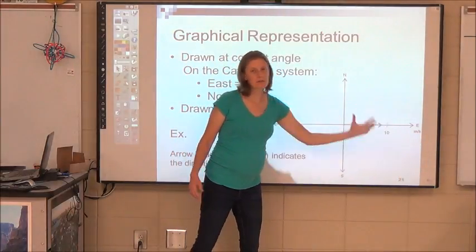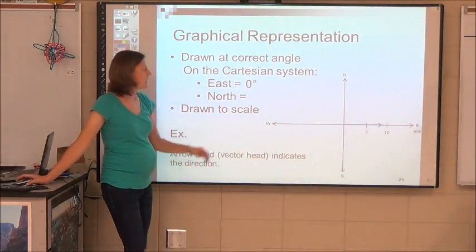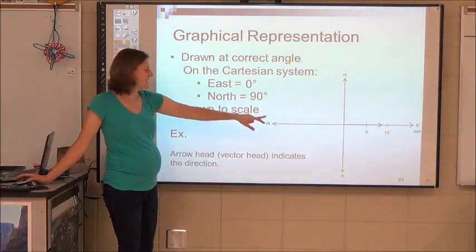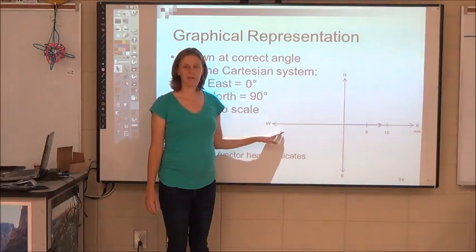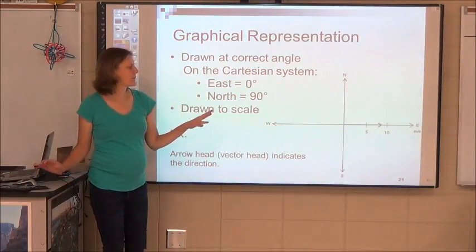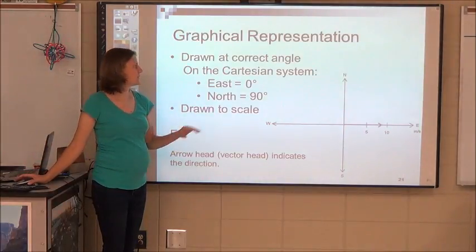So east, we say is 0 degrees, or that could be a full 360. North would be 90. You can keep going. West would be 180 degrees. South would be 270. So that's how the compass directions correspond to our Cartesian system.